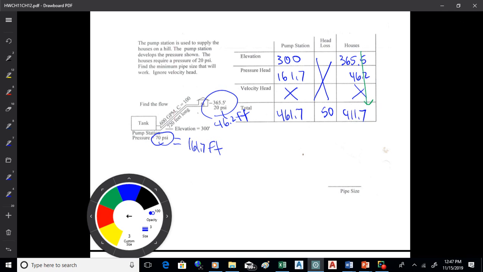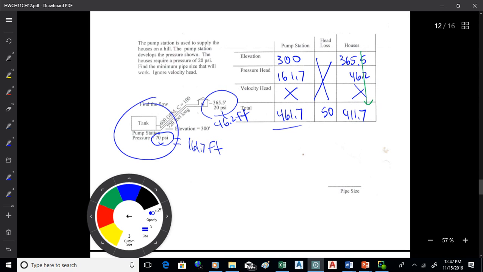So what that means, starting at this tank and pump station, you can have 50 feet of head loss, and you'll get 411.7 feet of energy at the house. And given the elevation, that will leave enough pressure head to get 20 psi residual. So once again, what you do is you take 50 feet and you divide it by the number of 100-foot lengths, which is 7.2, and that will get you 6.94 feet per 100.